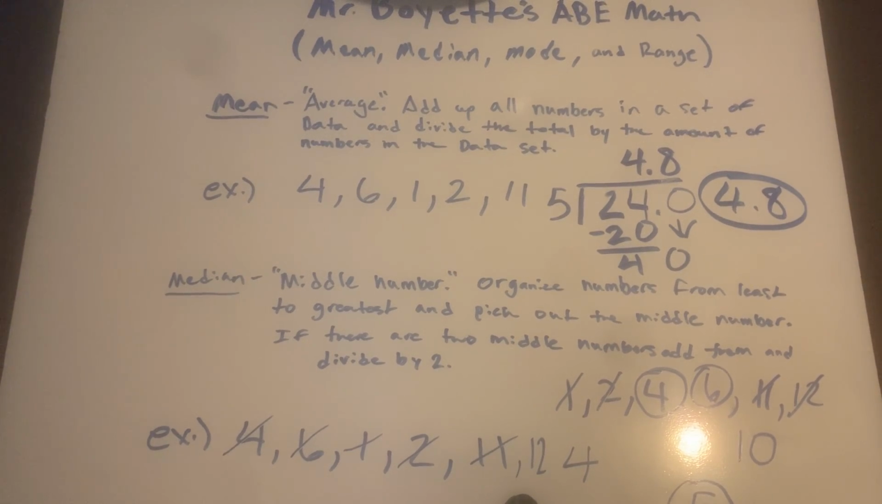Okay? So either you're going to organize them from least to greatest and pick out the middle, or if there's 2 middles, you're going to add those both together and divide it by 2. So that's mean and median.